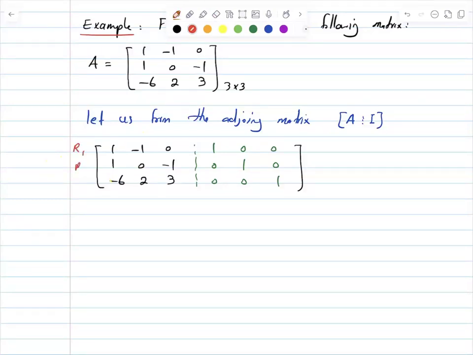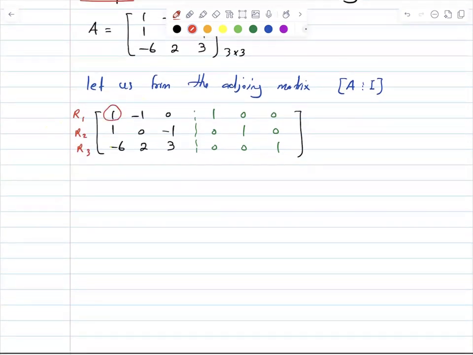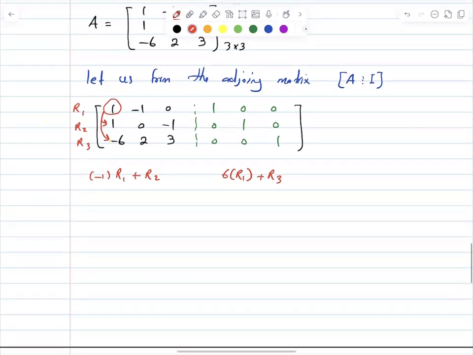Let's call it R1, R2, and R3. The entry below 1 needs to be 0. Also, this -6 needs to be 0. So what we can do, we can basically multiply the very first row by -1 and add it to the second row. Also, multiply the first row by 6 and add it to the last row. So let's see what's happening here.